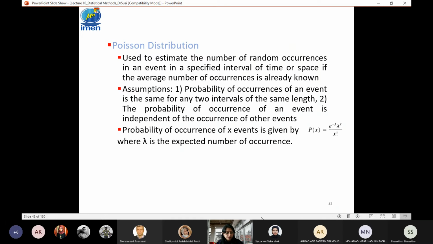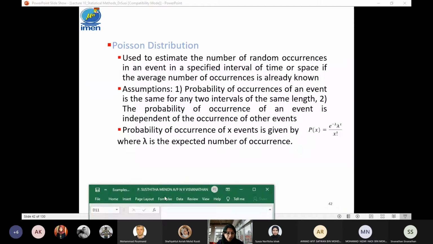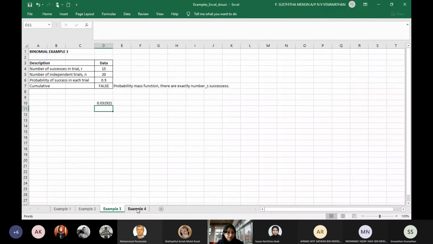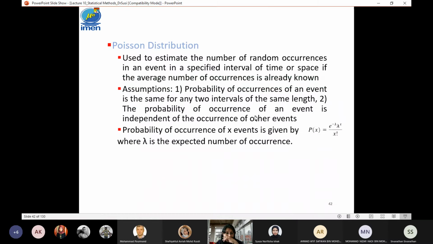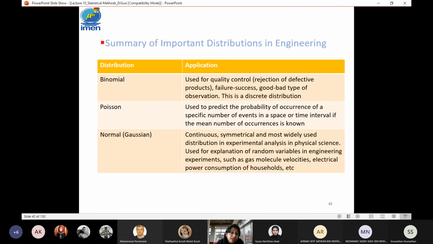Okay, let me see in my Excel. Do I have Poisson? No. Okay, so I skip Poisson. If you're interested, you can go ahead and look it up in Excel. So I've briefed you on Gaussian, binomial, and Poisson. There are many other types of distributions which I cannot cover in my lecture. I've given you an overview of binomial and also normal, Gaussian. Poisson you can read up on your own if you're interested.